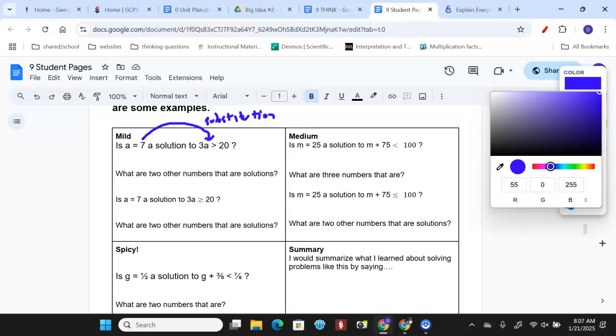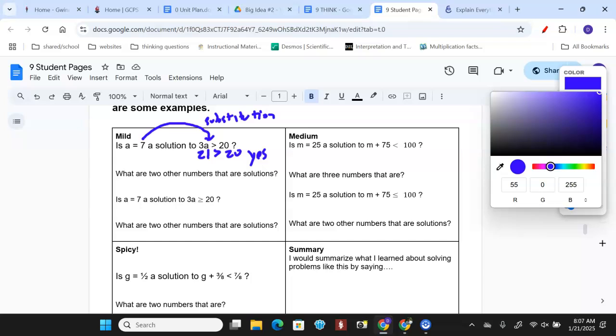And what I'm seeing here is, is a equals 7 a solution to 3 times a is greater than 20? So after I do my substitution, I put 7 there. 3 times 7 is 21. And I want to know, is that greater than 20? It is. 21 is greater than 20. So yes, a equals 7 is a solution to it.